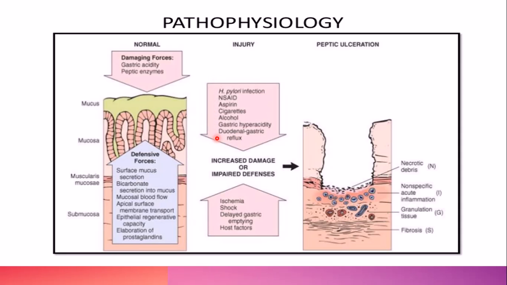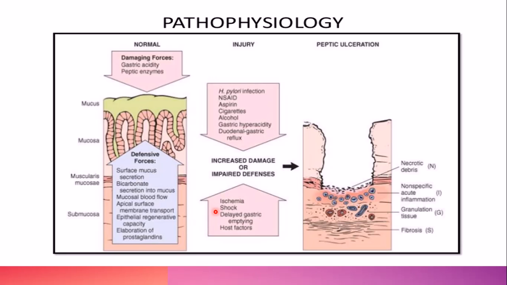So once these causative factors come in contact with our normal lining, what happens? Our defenses will be impaired. These defenses will get impaired when they are not able to withstand these risk factors. Then there will be impaired defenses, and then ischemia will occur. Ischemia is lack of blood supply to the tissue. So ischemia will occur, and then the person may go into shock. Shock is not like electric shock, but yeah, shock is decreased volume. There will be a decreased fluid volume, that is shock here.